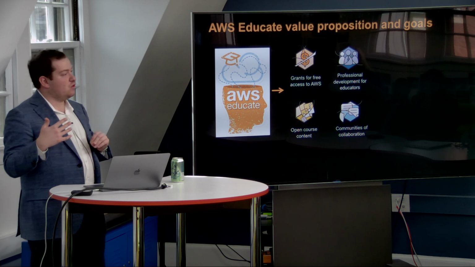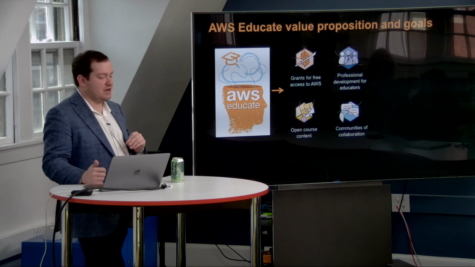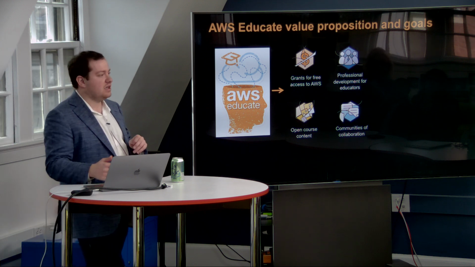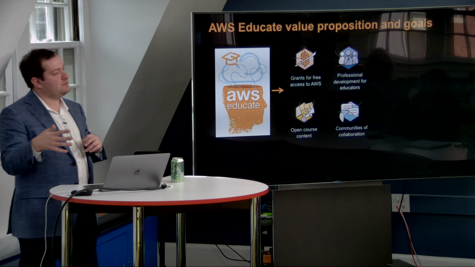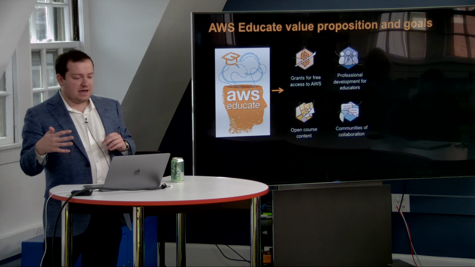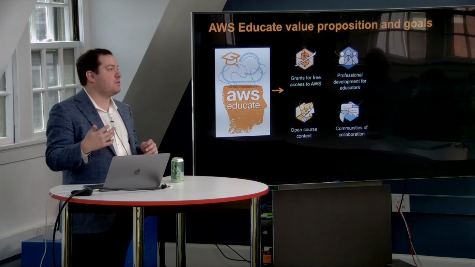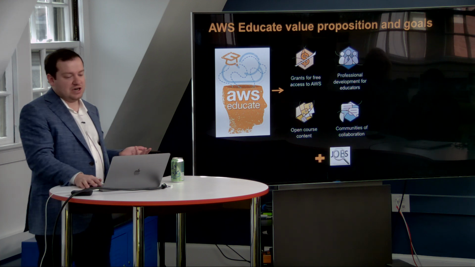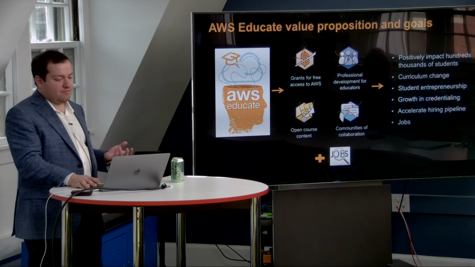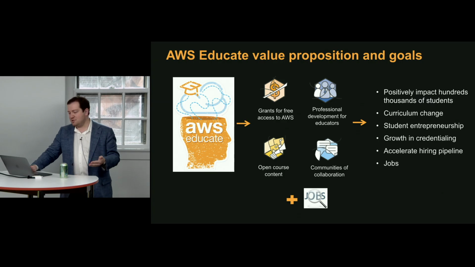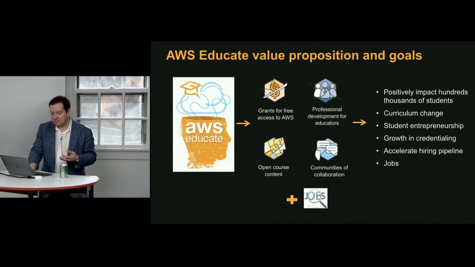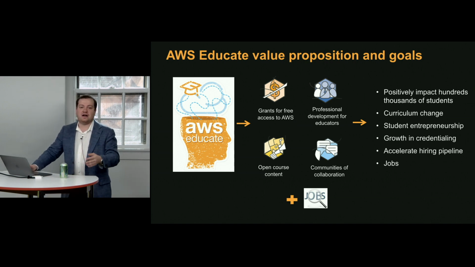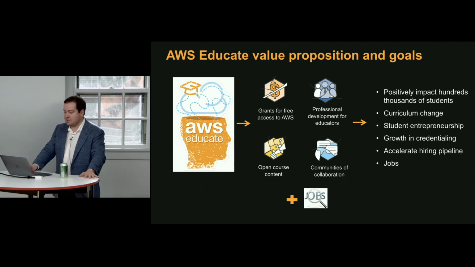It gives you open course content on how to get trained in AWS. It gives you communities to collaborate with other people trying to get trained in AWS. And it allows you to do professional development to get cloud skills, right? And ultimately find jobs. So we want to encourage student entrepreneurship. We want to have growth in credentialing for AWS. We want to accelerate hiring pipelines. A lot of people are trying to hire employees with cloud skill sets.